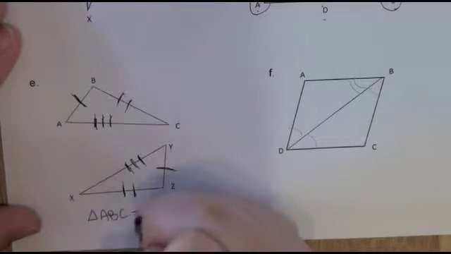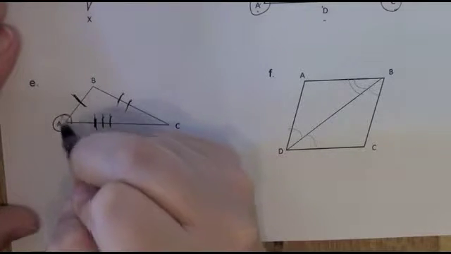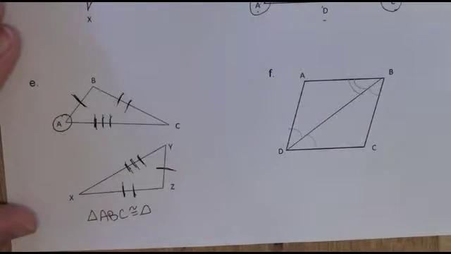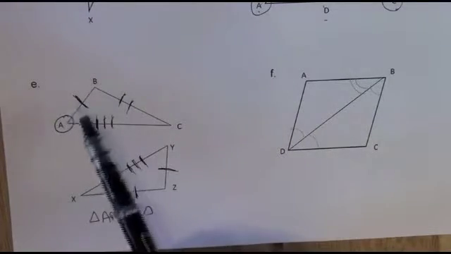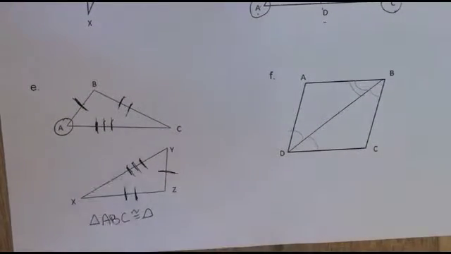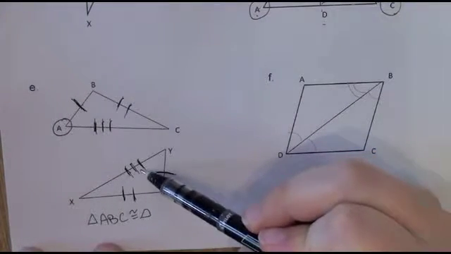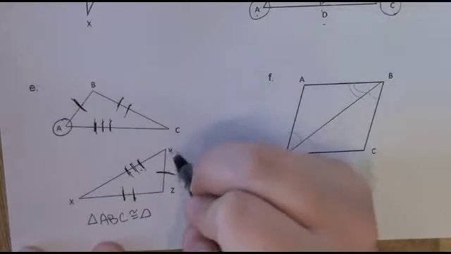Triangle ABC is congruent to triangle. Now we got to figure out which angle, X, Y, or Z, matches up with angle A. Well, look at where angle A is placed. It's between the side with 1 tick mark and the side with 3 tick marks. So in the other triangle, which angle is between 1 tick mark and 3 tick marks? Here's the 1, here's a 3, so that's angle Y.